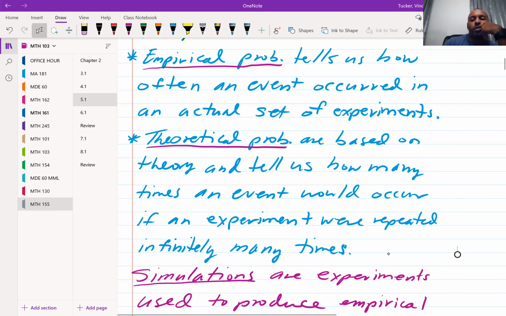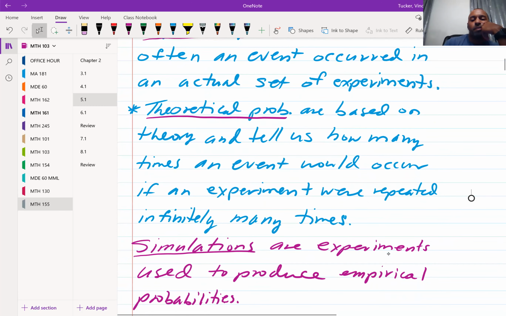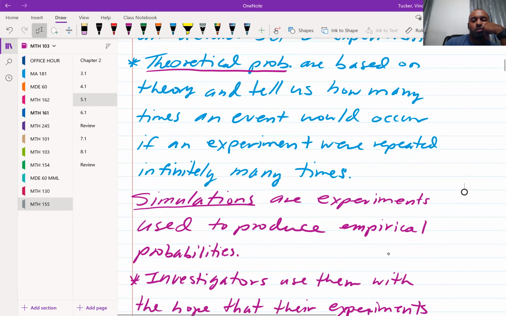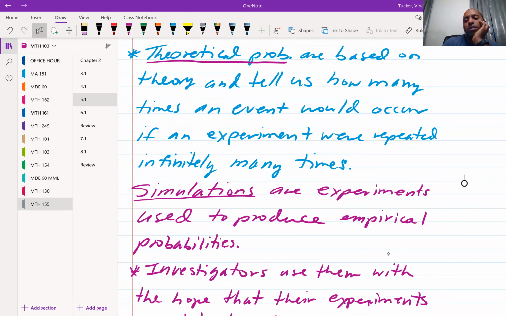All right, and we're still copying empirical. All right, so simulations are experiments used to produce empirical probabilities. So if I'm not mistaken, 5-1 doesn't have any calculation, just setting us up for 5-2, 5-3, and 5-4.